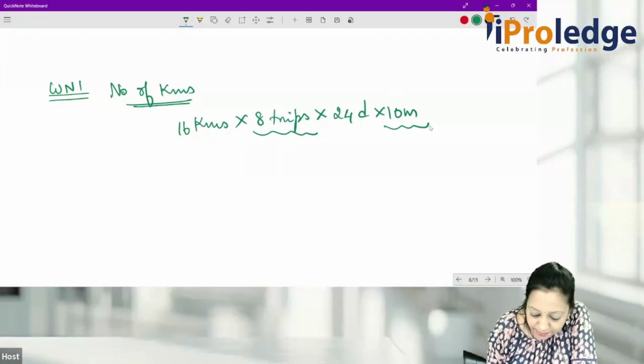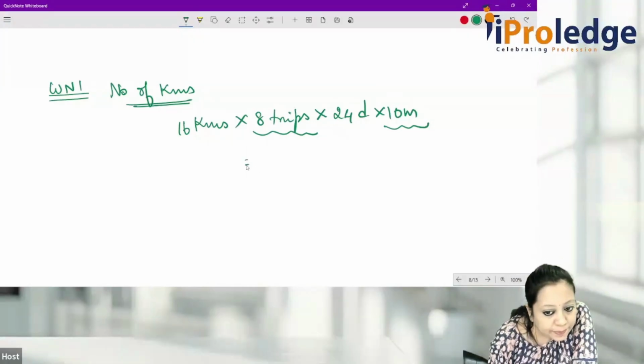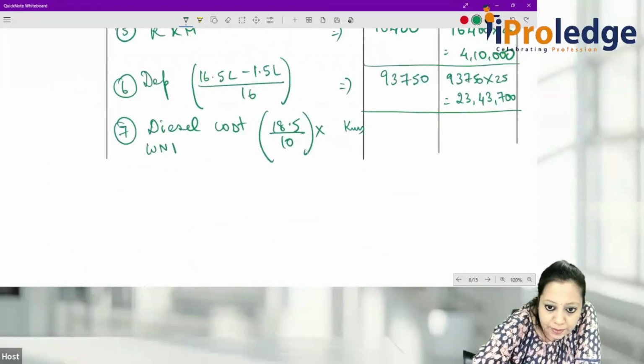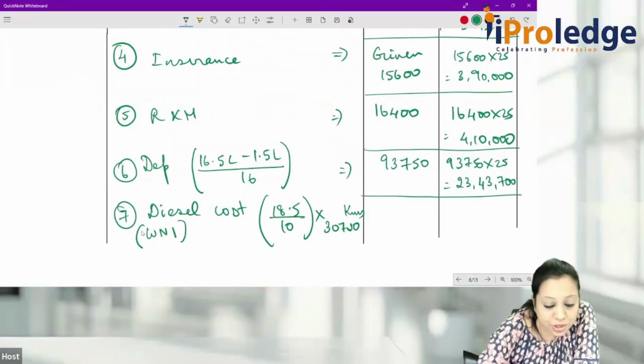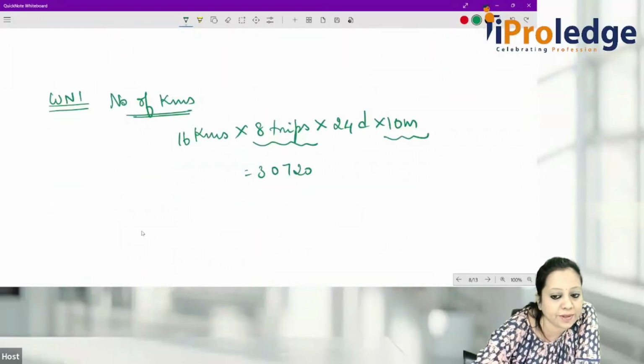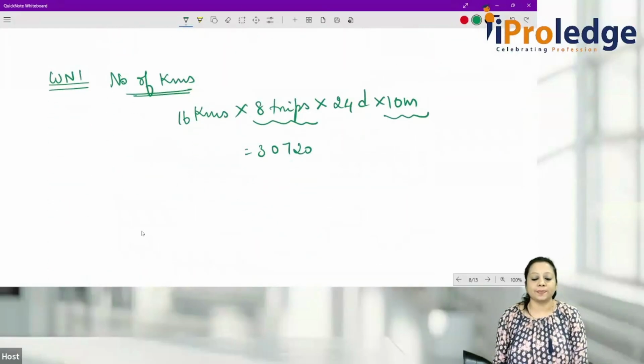I know that. So 30,720 kilometers. And if you're doing it in a working note, I'll show you. Please give working note reference, okay?